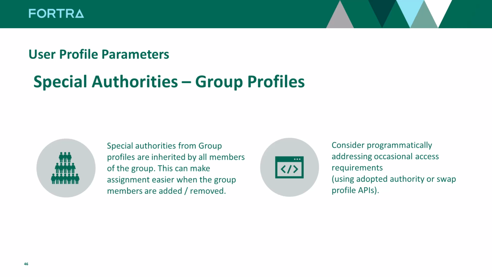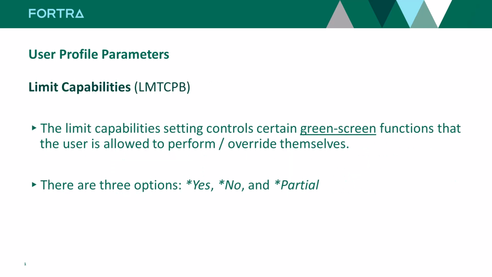So consider programmatically, when needing to grant elevated authority on a temporary basis or for a specific task, using a program and using adopted authority or even the swap profile APIs. The limit capabilities attribute is a double negative. It's asking you to limit the capabilities of the user. So stating yes means they have no command line access.